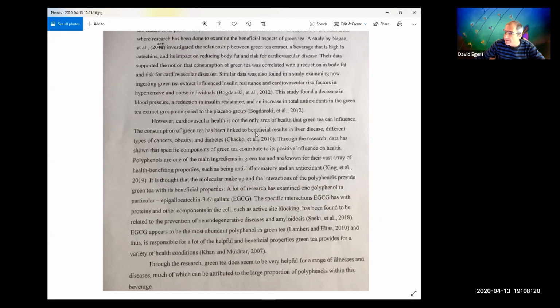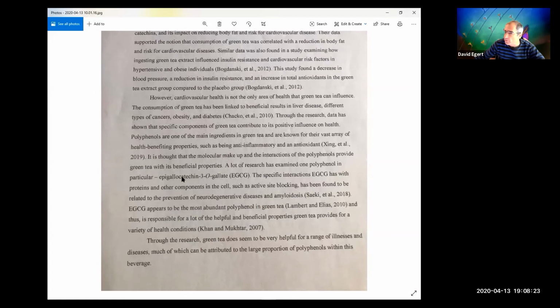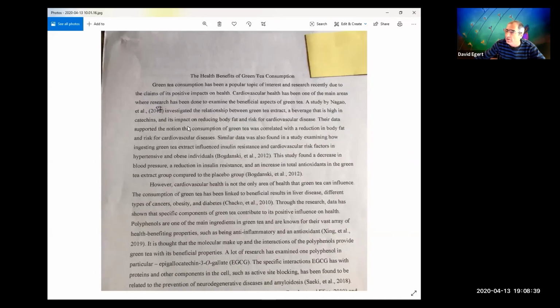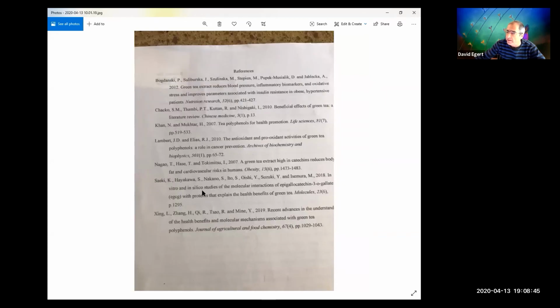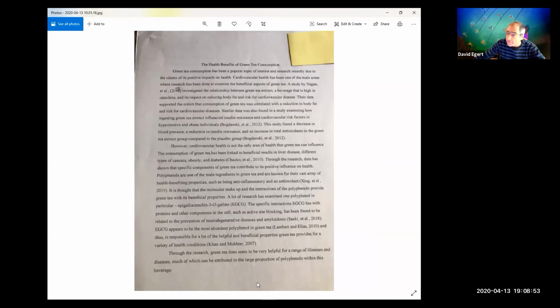The other research folks examine one polyphenol, epigallocatechin 3-O-gallate, ECG, blah, blah, blah, which is found to prevent neurodegenerative amyloidosis. How do we know? Seiki et al. 2018. And then again, I can go into Seiki et al. 2018 and look up the details of that if I want. Oh my God, there is Seiki and the rest of the crew, 2018. Here's the actual article and I can look it up there. So I'm just giving you a model of what things look like when they're done properly.